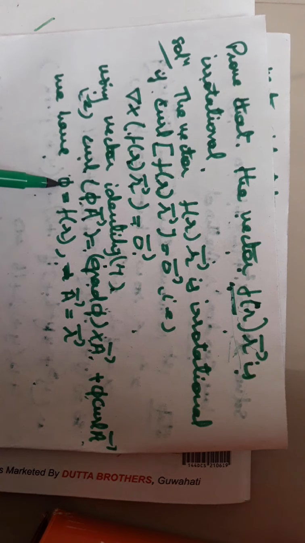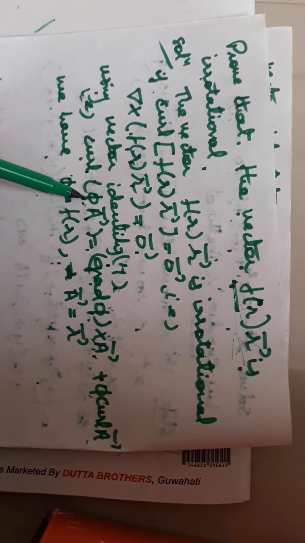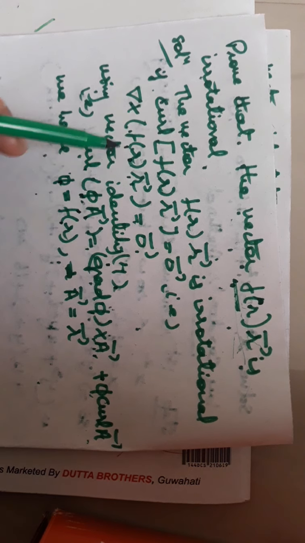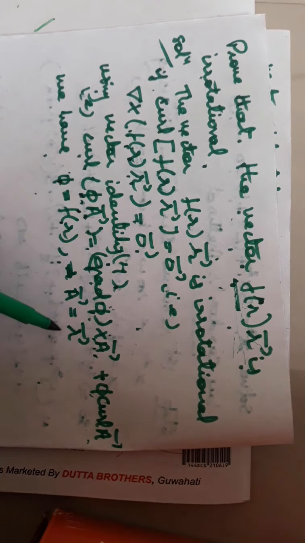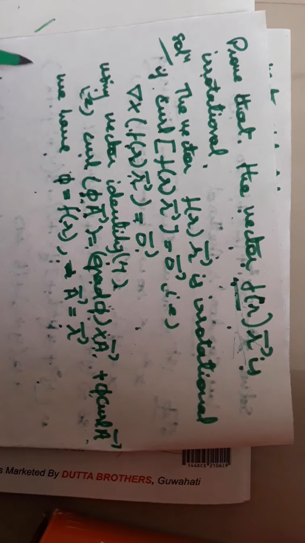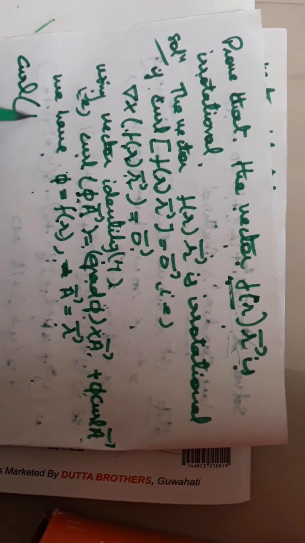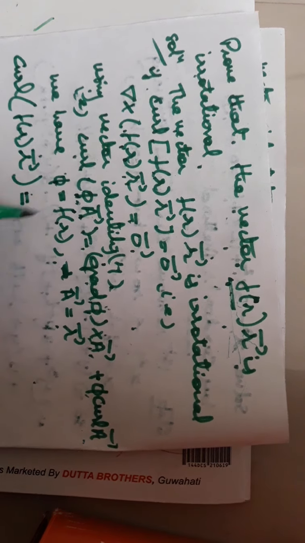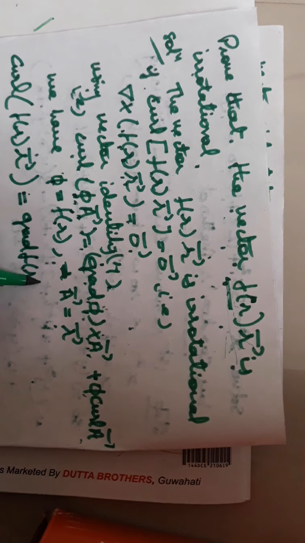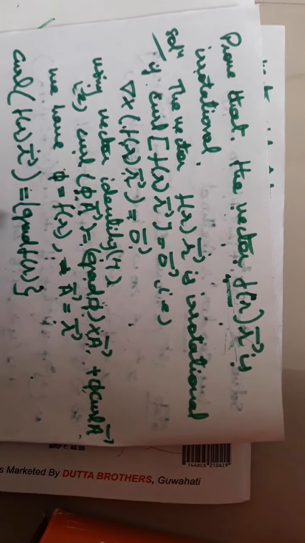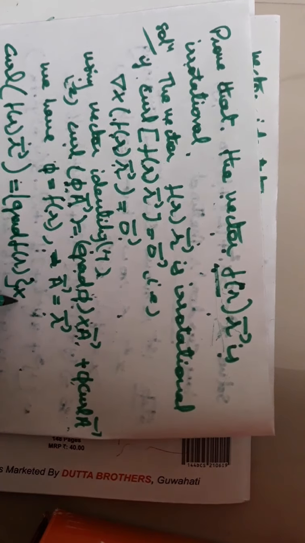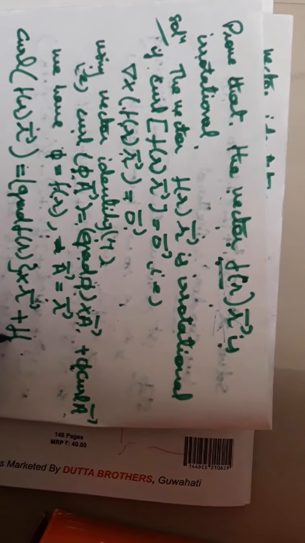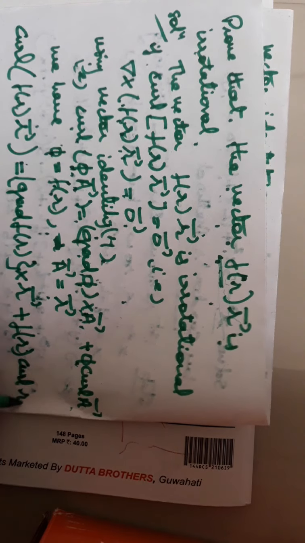So here, by taking phi equal to f of r, which is a scalar quantity, and taking r bar as a bar, we compare phi with f of r, and a bar with r bar. So from here, by applying this, what is curl of f of r into r bar? This will be equal to gradient of f of r cross the vector r bar, plus phi, that is f of r, into curl of r bar.